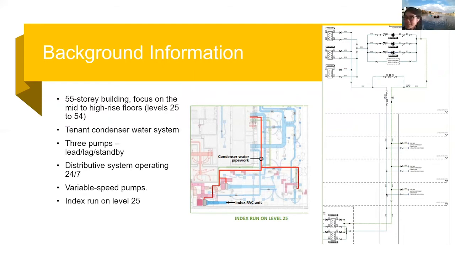It's a tenant condenser water system. We have 3 pumps in a lead lag standby configuration in the plant room. And because there's lots of branches, you can see on the right there, it tees off to multiple floors. It's a distributed system. And because it's a tenant condenser water system, it also operates 24/7, so more than 5,000 hours per year. We do have variable speed pumps in place, so this will be a variable speed system. And then we have our index run on the bottom level, on level 25, going to the index pack unit.